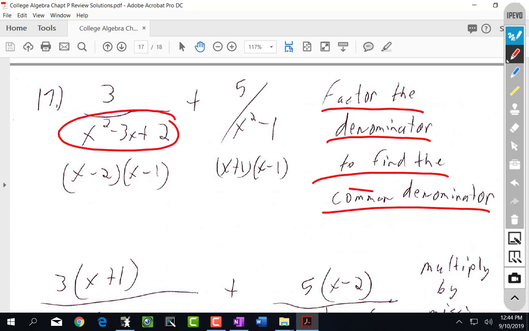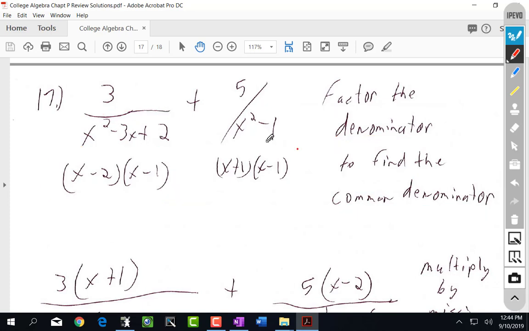x squared minus 3x plus 2 factors to x minus 2 times x minus 1, because negative 2 times negative 1 is a positive 2, and they add up to be our negative 3. I'm going to factor this other one. This becomes x plus 1 times x minus 1. So x squared minus 1 is a difference of squares, the product of the conjugates x plus 1 and x minus 1.